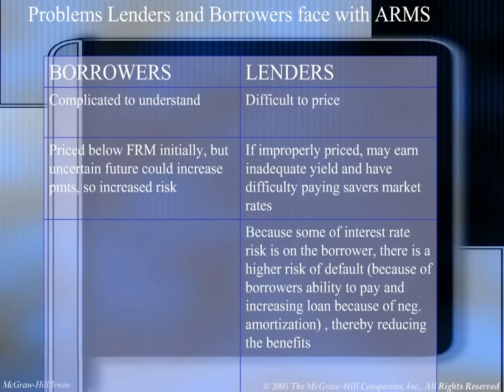And because some of the interest rate risk is put onto the borrower, there's a higher rate of default. Okay, so when you're now giving one of your risks onto the borrower, the borrower has more risk, because their payments could go up, and they could have negative amortization, so their loan balance could go up depending on the terms of the loan. So because of that, the borrower has higher risk overall, and therefore higher default risk, and thereby that reduces some of the benefit. Okay, so that's a quick review of the considerations.